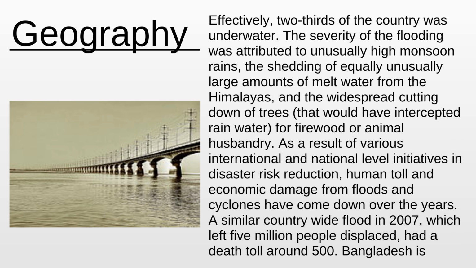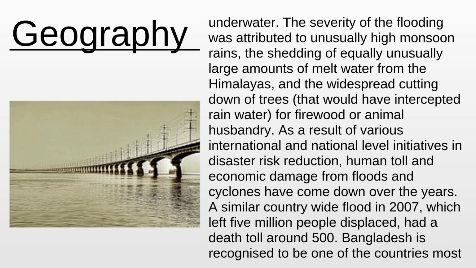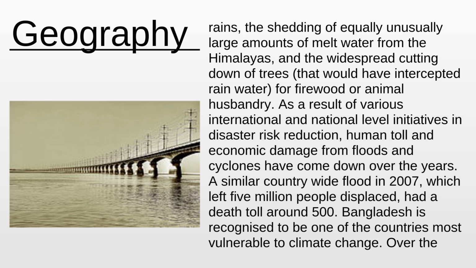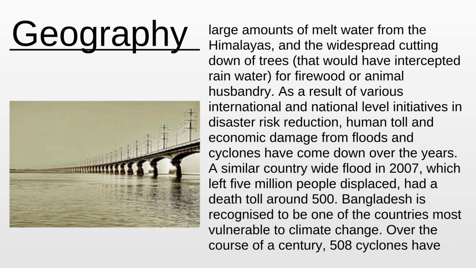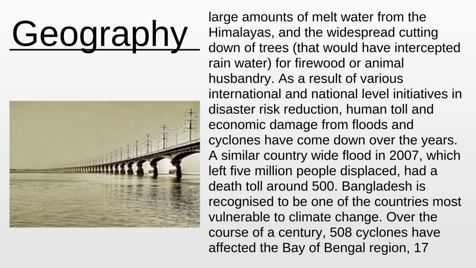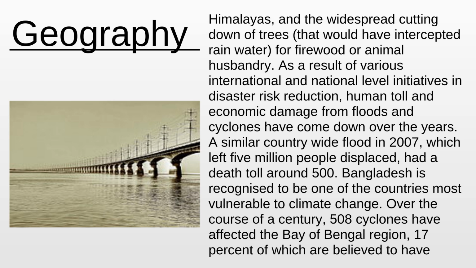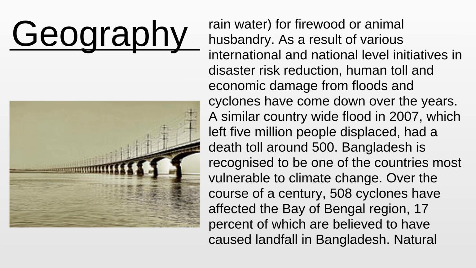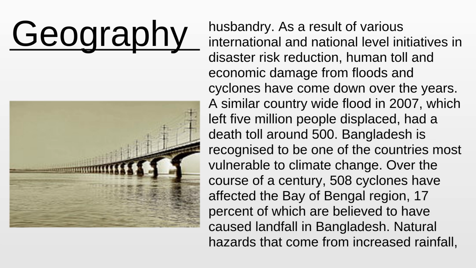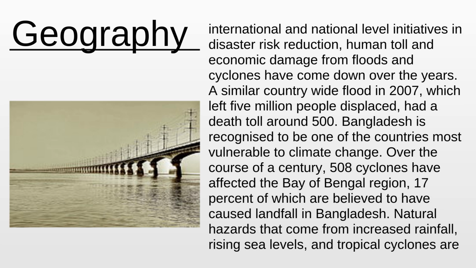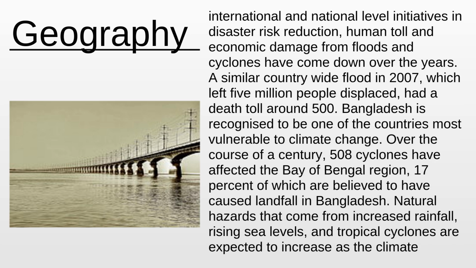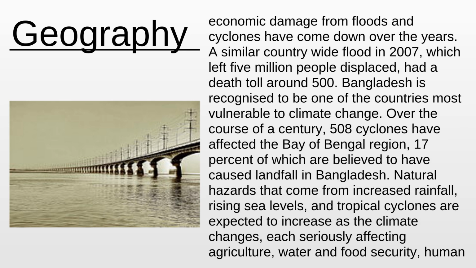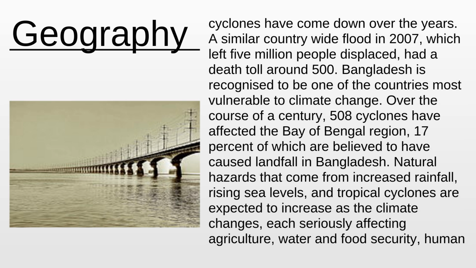The severity of the flooding was attributed to unusually high monsoon rains, the shedding of equally unusually large amounts of meltwater from the Himalayas, and the widespread cutting down of trees that would have intercepted rainwater, for firewood or animal husbandry. As a result of various international and national level initiatives in disaster risk reduction, human toll and economic damage from floods and cyclones have come down over the years. A similar countrywide flood in 2007, which left 5 million people displaced, had a death toll around 500.